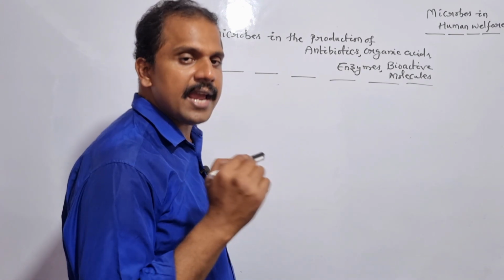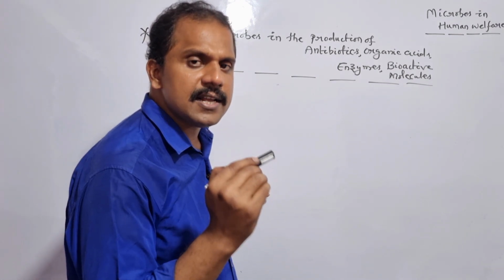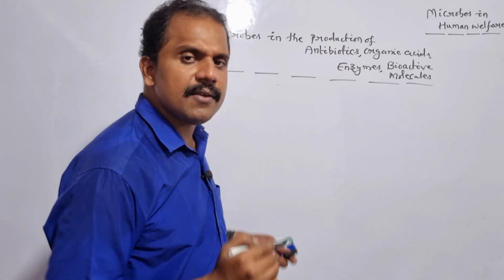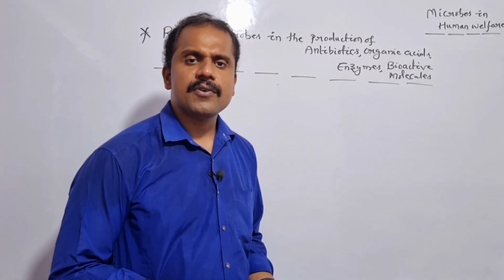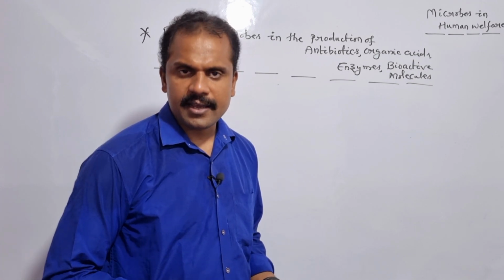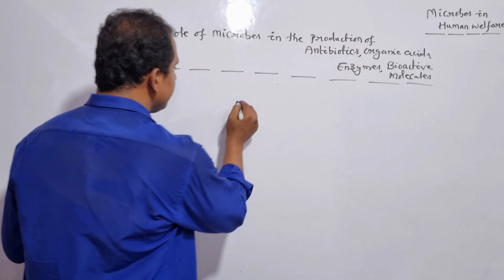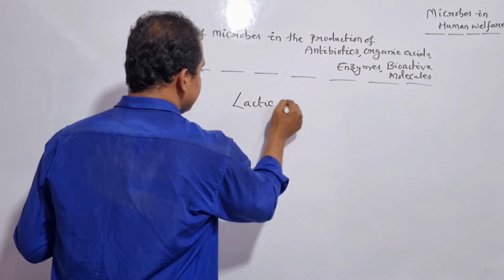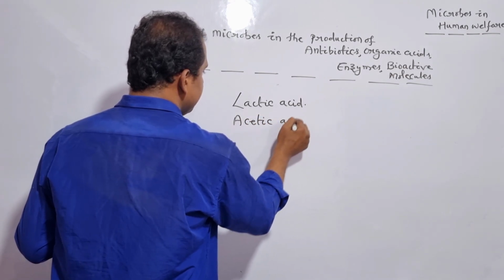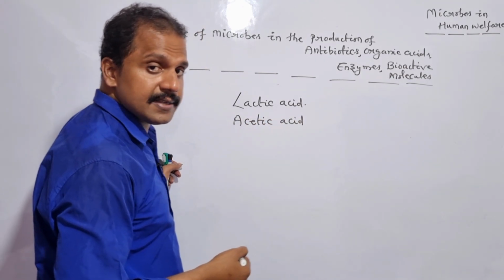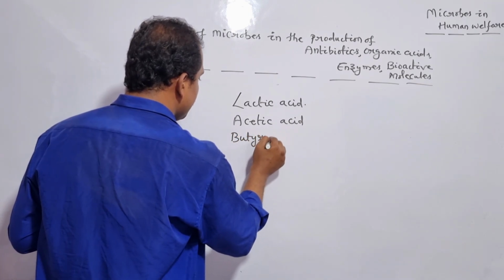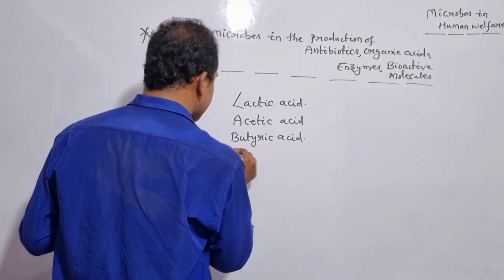So here, in addition to antibiotic production, even the particular microbes are also responsible for regulating the production of some of the organic acids. What are the various organic acids which can be successfully produced by taking the advantage of microbes? Some of the organic acids include lactic acid. Is it clear? So let me write it here. Lactic acid. And the other one is acetic acid. And the other organic acid is butyric acid. And the other one is citric acid.